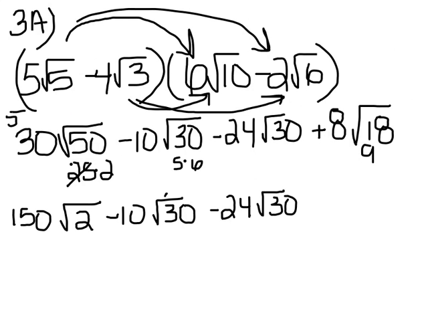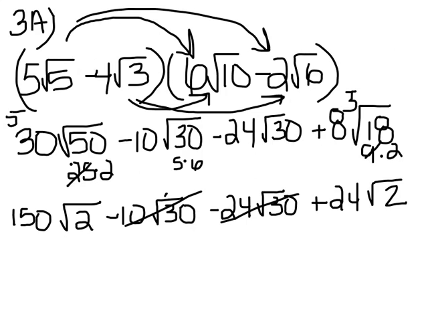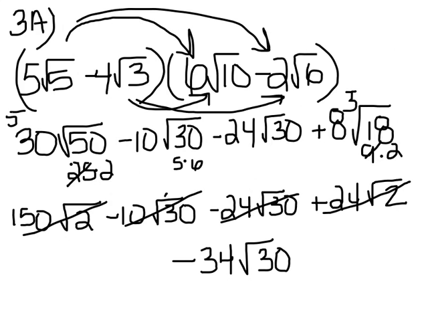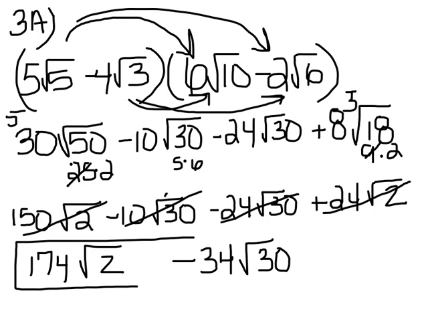Now radical 18 factors into 9 and 2. The square root of 9 is 3. So we'll have 8 times 3 radical 2. And now, that was step 2. We simplified each term. Step 3 will be to combine our like terms. So first, a negative 10 and a negative 24 is a negative 34 radical 30. 150 plus 24 radical 2 will be 174 radical 2. So our final answer is 174 radical 2 minus 34 radical 30.